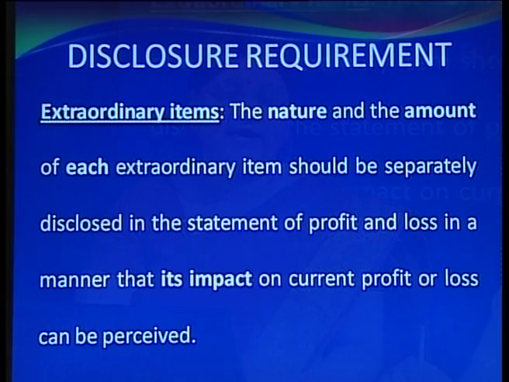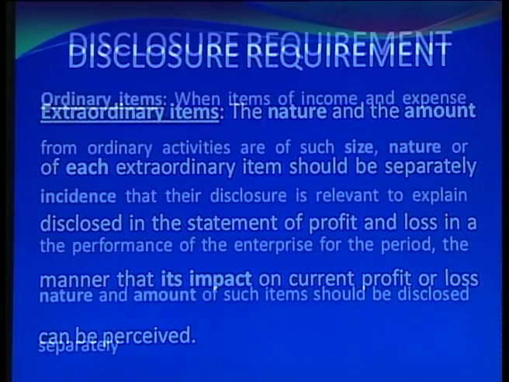So, this was accounting standard 5. Now, let us see what the disclosure requirements are under accounting standard 5. First of all, extraordinary items. Let us understand how we need to show its disclosure. The nature and the amount of each extraordinary item should be disclosed separately because it is a non-recurring item and we have to show it in our P&L statements properly and separately so that its impact on current profit and loss can be perceived and we can account for it in a distinct manner.